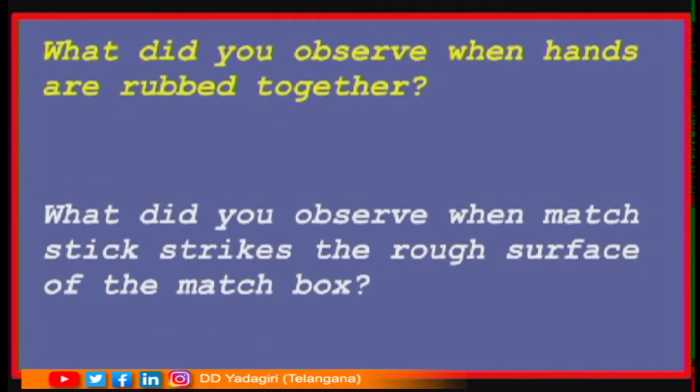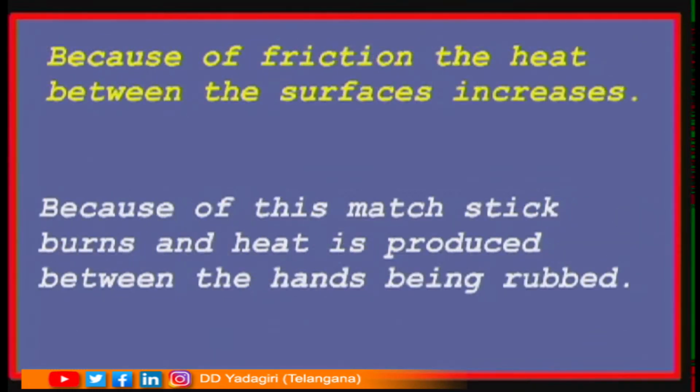What did you observe when the hands are rubbed together? What did you observe when the matchstick strikes the rough surface of the matchbox? Because of friction, the heat between the surfaces increases. Because of this, the matchstick burns and heat is produced between the hands being rubbed.